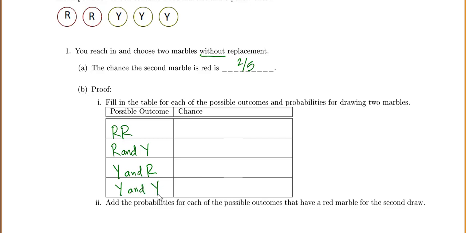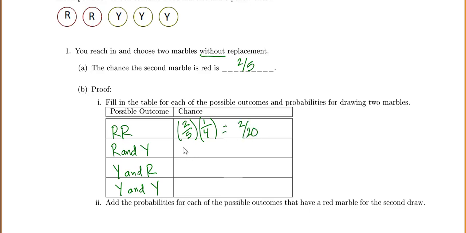So if I was to find these probabilities, the probability of getting a red and a red: the first red would be 2 out of 5. Then I want to get another red, so there's only 1 red out of a total of 4. So this would be 2 out of 20.